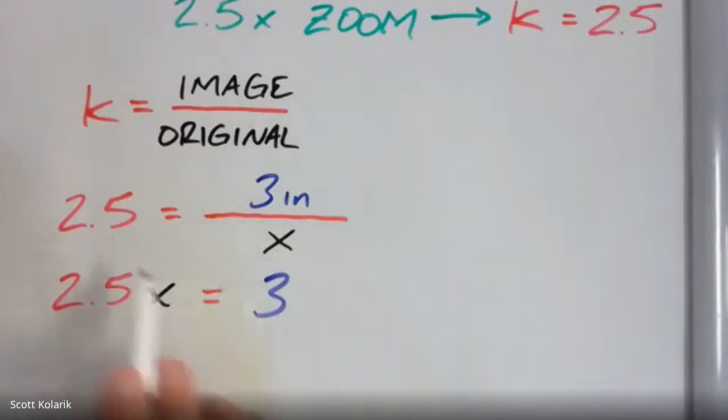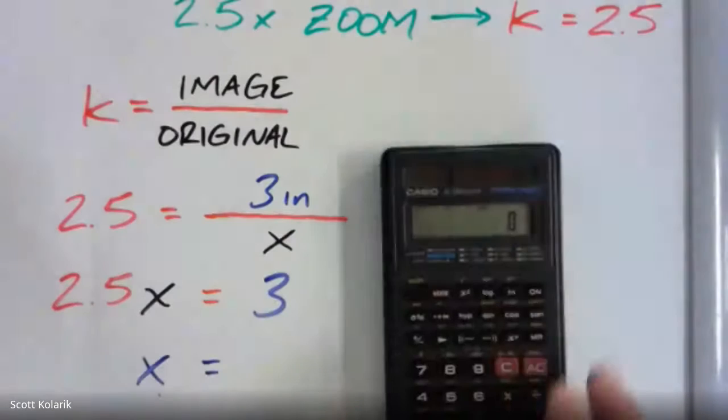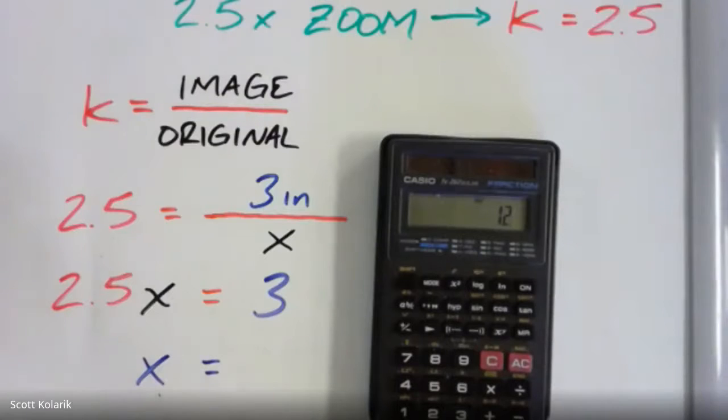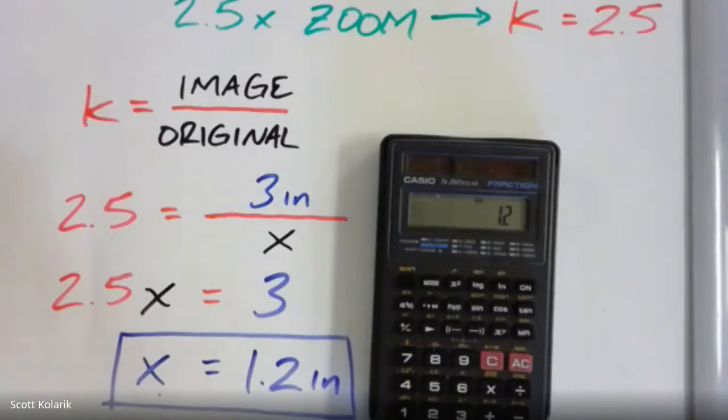All right, so I've moved x out from the denominator. I still need to get x by itself. Okay, so in this case, what I'm going to do is move the 2.5 by division. And so if I divide both sides by 2.5, I get the following. Don't be a hero, use a calculator. So 3 divided by 2.5, I get 1.2. In other words, the original object, the real life object, is 1.2 inches tall. Whatever it is that I'm taking a picture of, it's 1.2 inches tall.